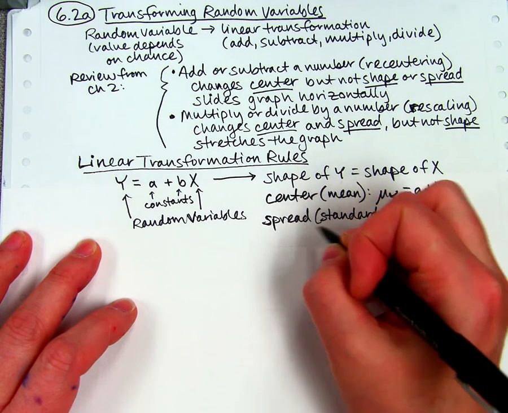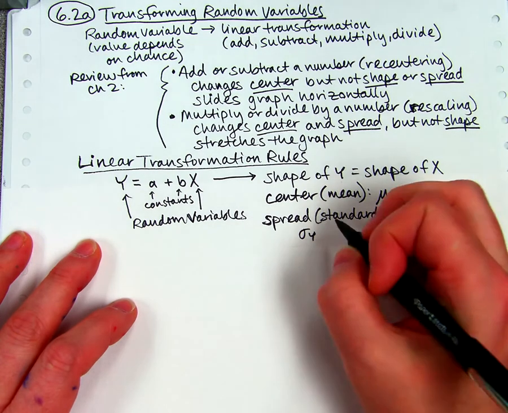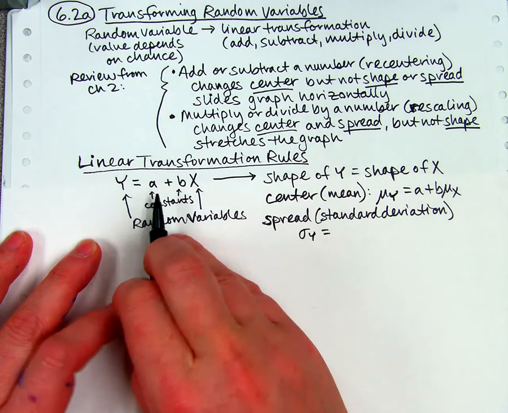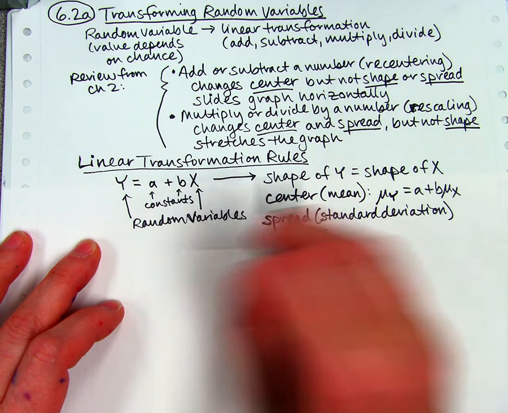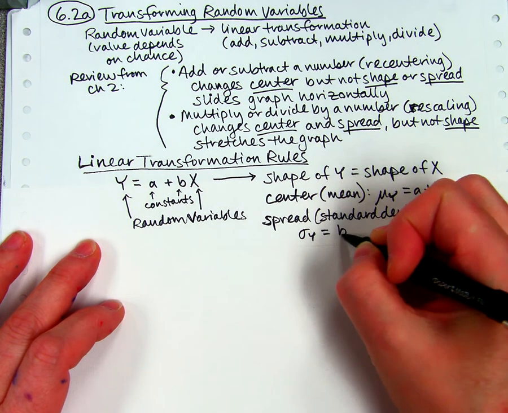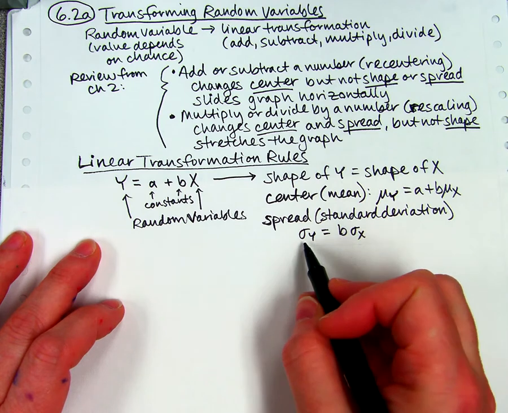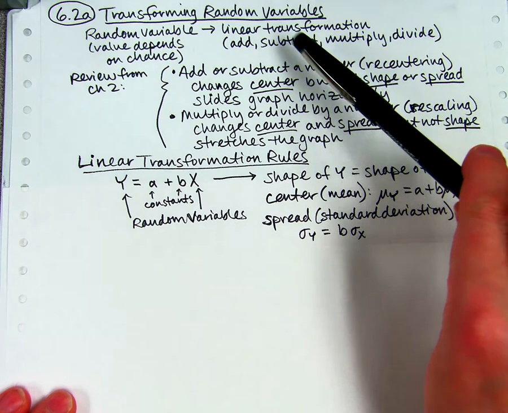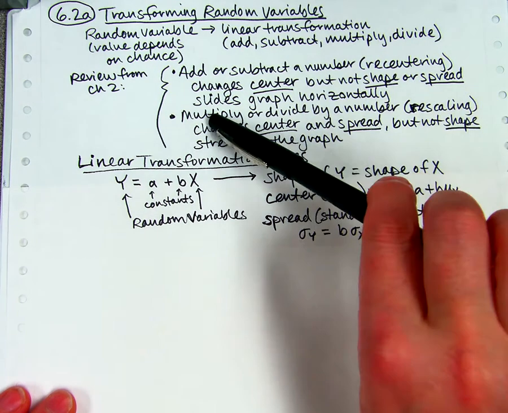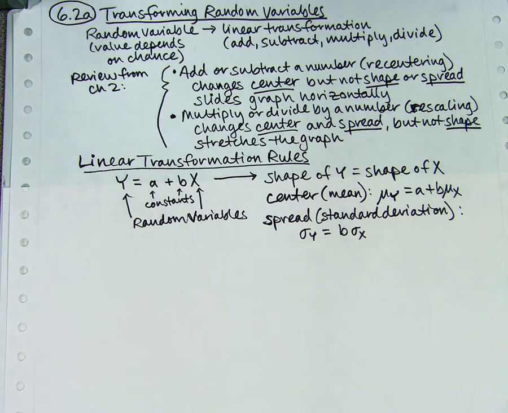So here's the formula for sigma y. And again, remember y is capital because it's a random variable. What you do is you can ignore the a completely and you can multiply the standard deviation by b. That's the standard deviation of x multiplied by b equals the standard deviation of y. And that's because of what we set up above, that the adding does not change the spread, but the multiplying does change the spread, so we only need this multiplication and not the addition.